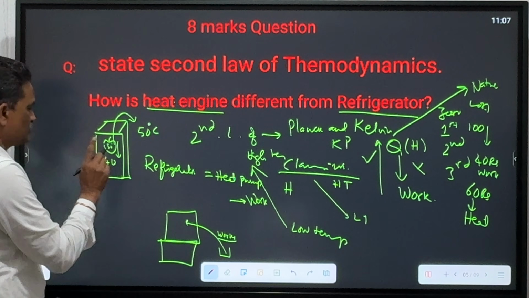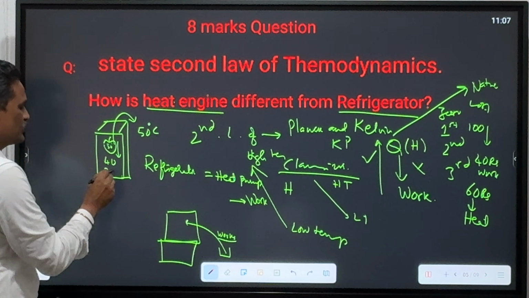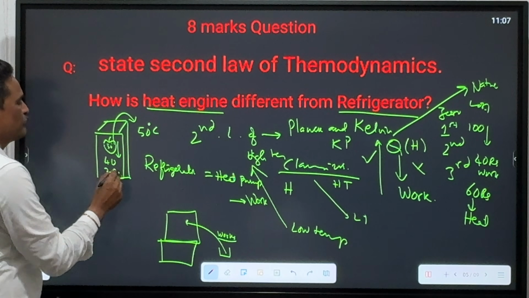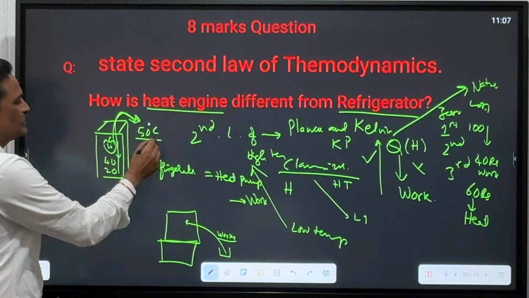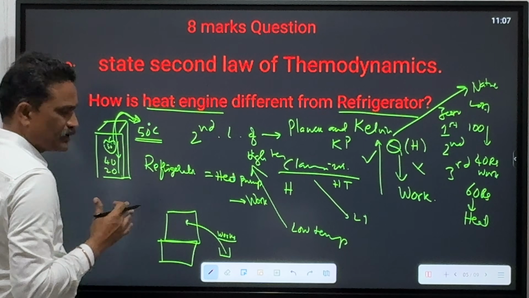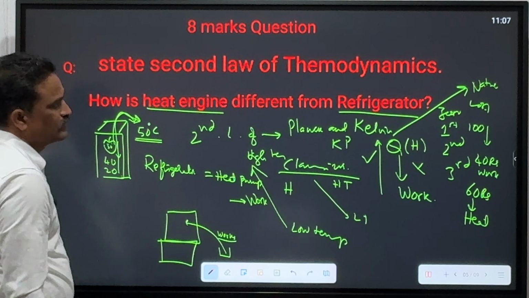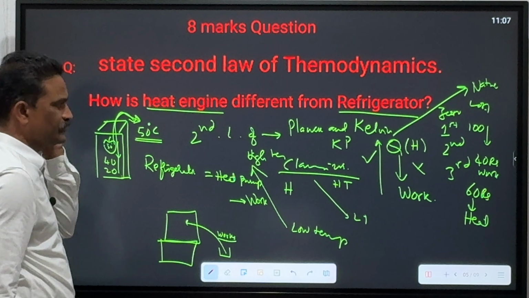Even at 40 I am not satisfied. I want to make it 20. So I am reverse pumping the heat to the outside 50 degrees Celsius atmosphere. So this is called a refrigerator. This is the functioning of a refrigerator.